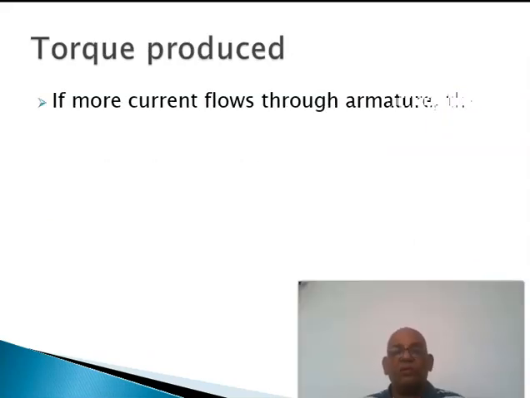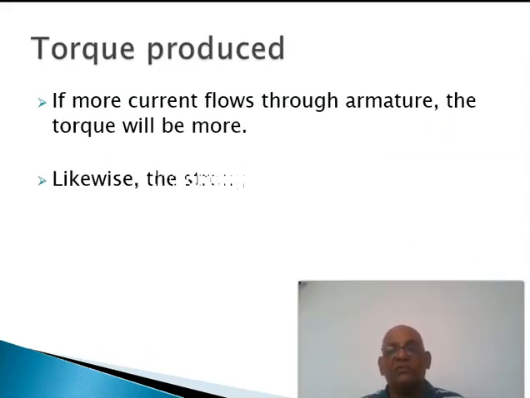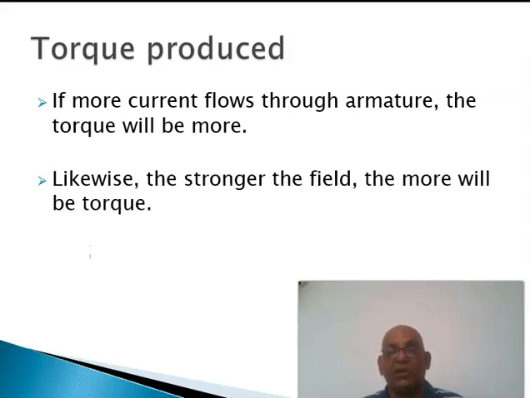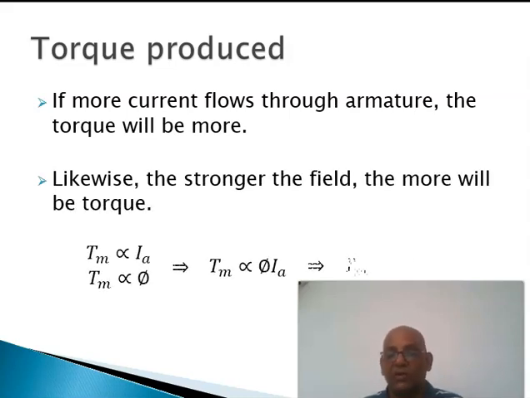We saw that if more current flows through the armature, the torque developed by the motor will be more. That is obvious. More power, more torque. More electric power drawn, more torque. Similarly, when the magnetic field is very strong, if you use very strong electromagnets or very strong permanent magnets, the torque developed by the motor will be more.